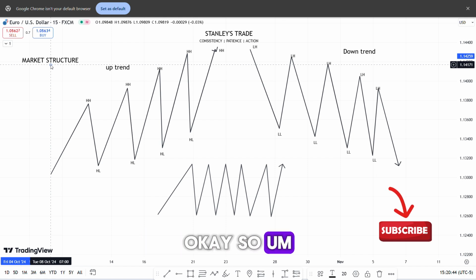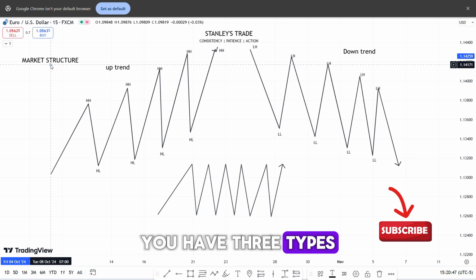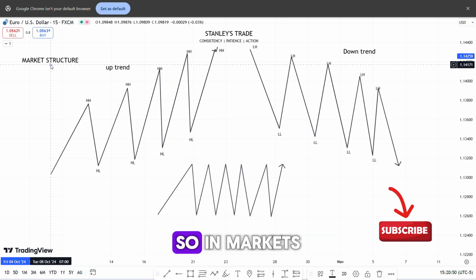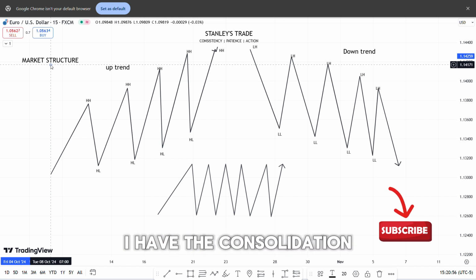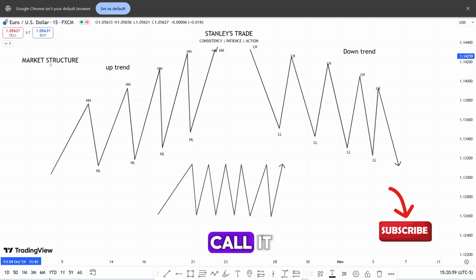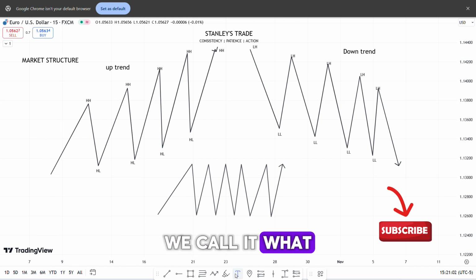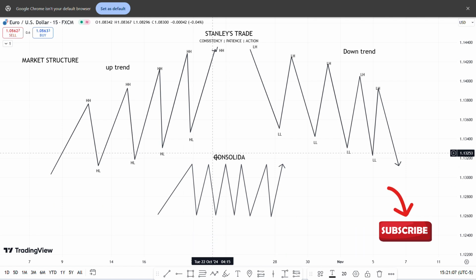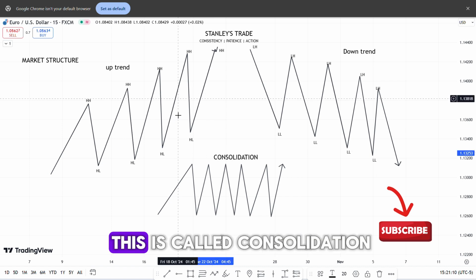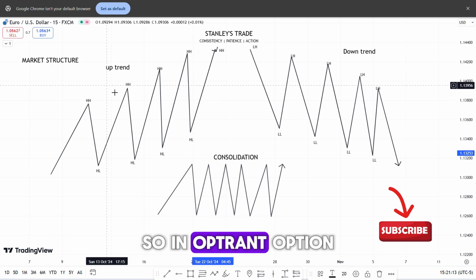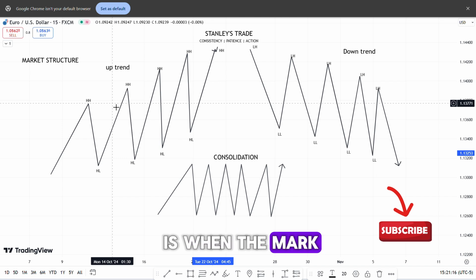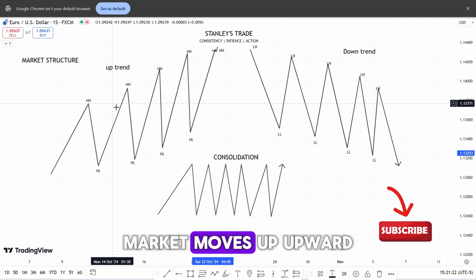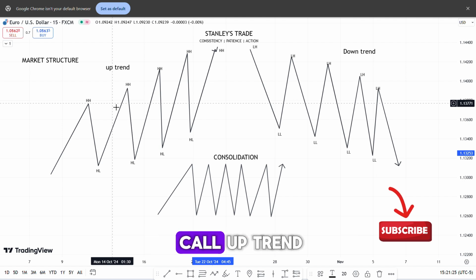Okay, so if you come to market structure, we have three types of market structure. In market structure, we have the uptrend, we have the downtrend, and we have the consolidation. So this one, we call it consolidation. Consolidation. Okay, so this is called consolidation. An uptrend is when the buyers are in control of the market. So when the buyers are in control, the market moves upward. That is what we call an uptrend.